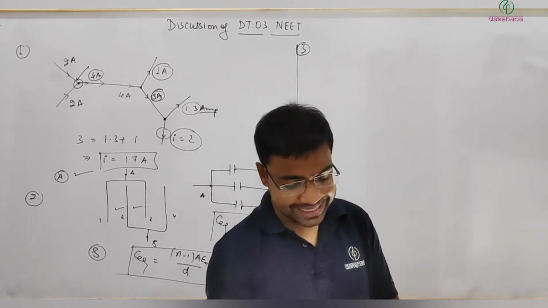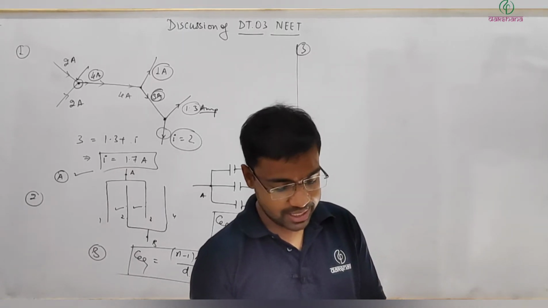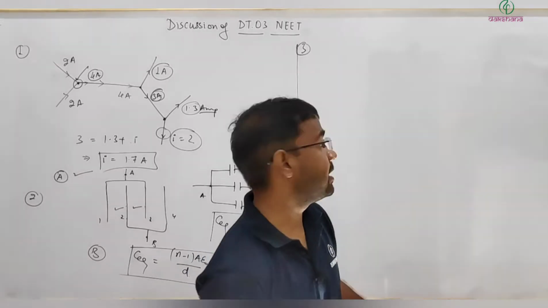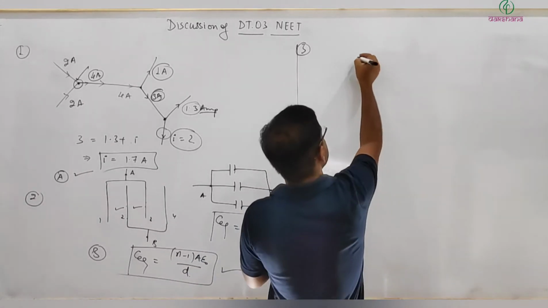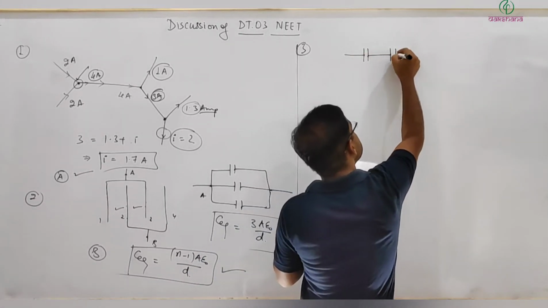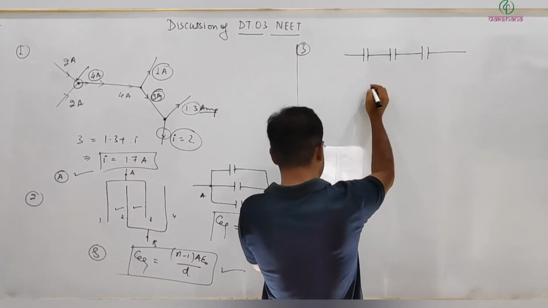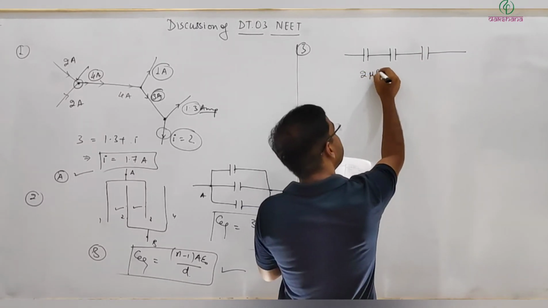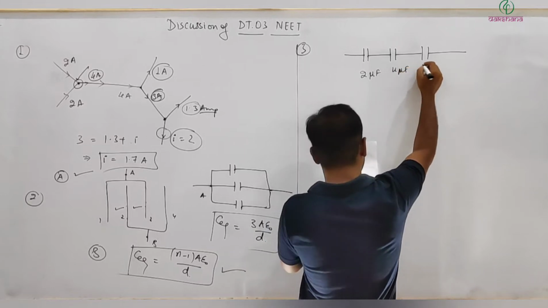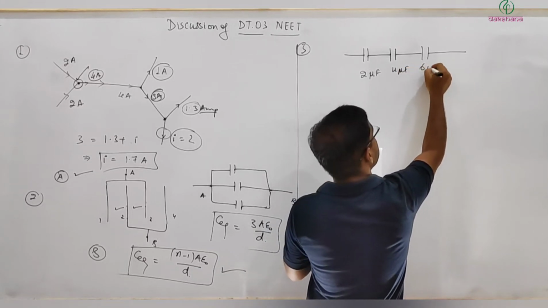The ratio of resultant capacities when three capacitors are connected first in series and then in parallel. तो यहाँ पे अपने पास हैं तीन capacitors like this and this. तीन कैपेसिटर को पहले सीरीज में 2 माइक्रोफैरड, 4 माइक्रोफैरड and this is 6 माइक्रोफैरड.